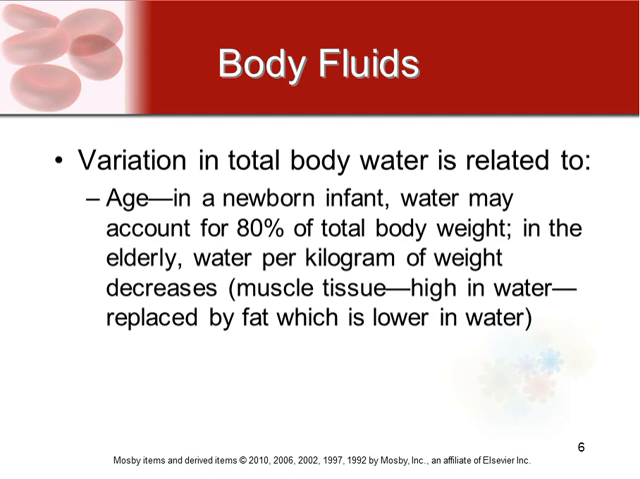And part of that is related to how much of the body is made up of what kind of tissue. So in the elderly, water per kilogram of weight decreases because your muscle tissue is very high in water, and in older adults their muscle tissue deteriorates. So now they have more adipose tissue and less muscle tissue. So adipose, fat, less water, muscle has more water.